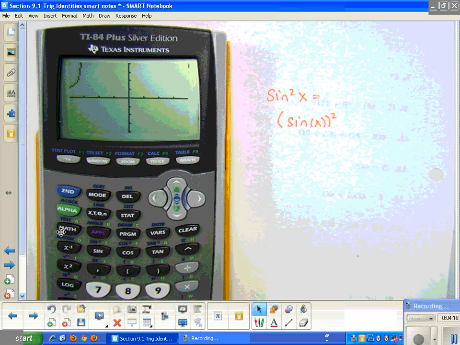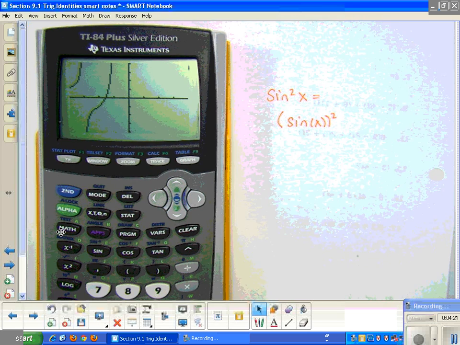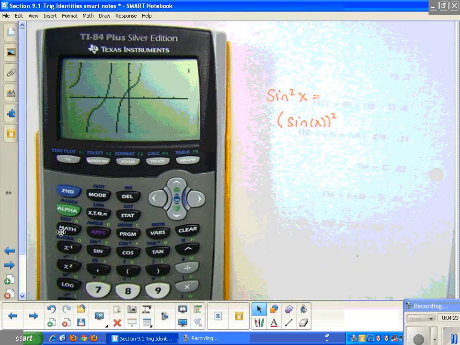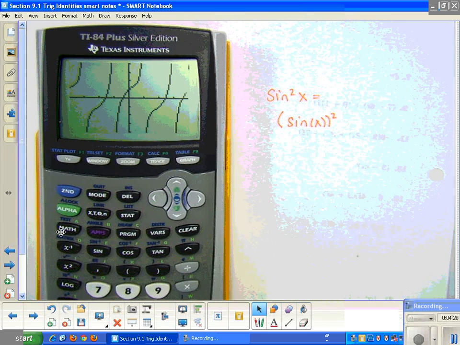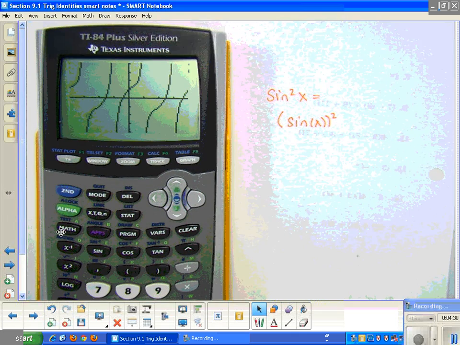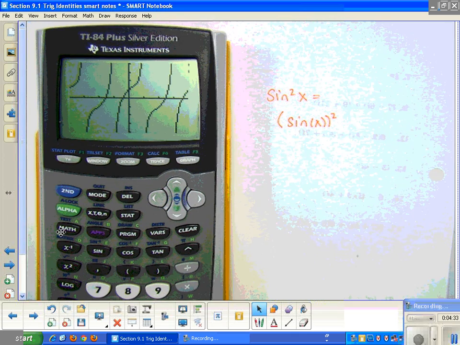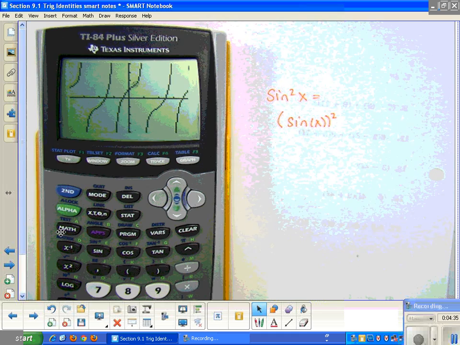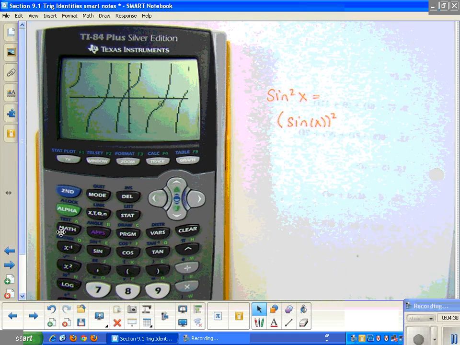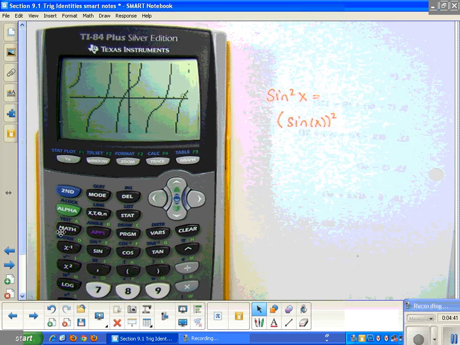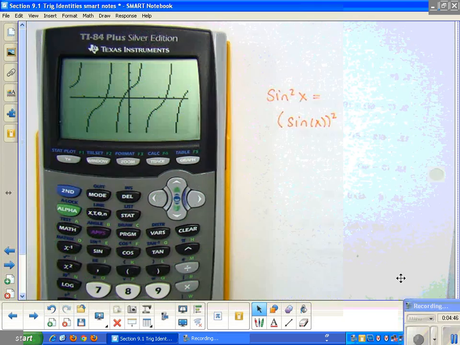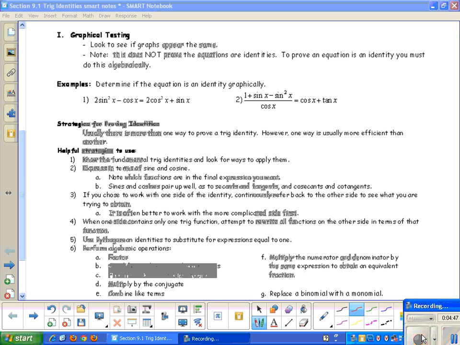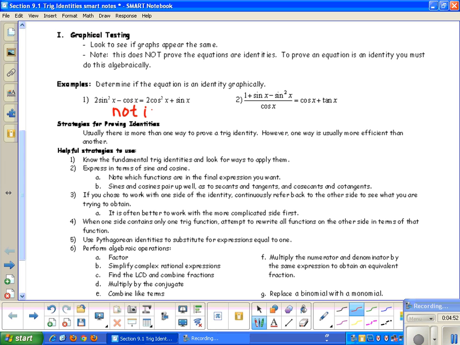So here's my first equation. Notice my little circle is tracing over the first one in y1, so y2 is tracing over that. That means this is a possible identity, but in order to show that it's an identity, we have to do this algebraically. This shows that it could be a possible identity. So these are not identities.